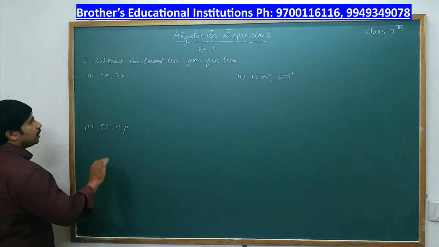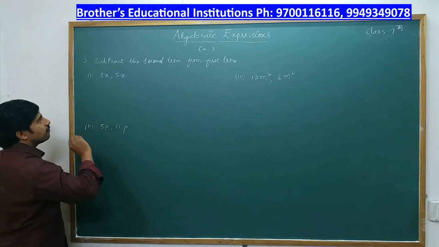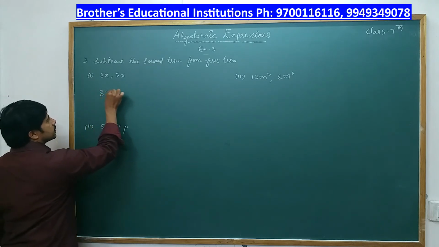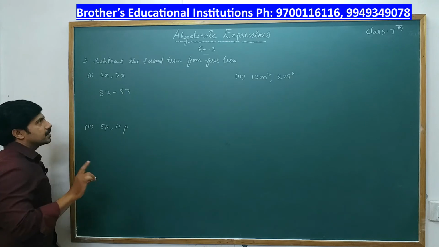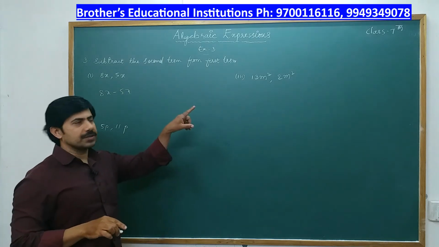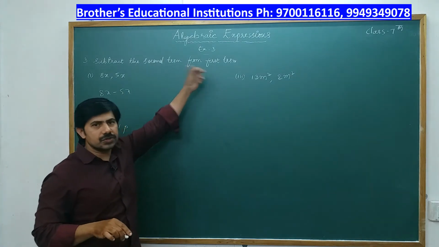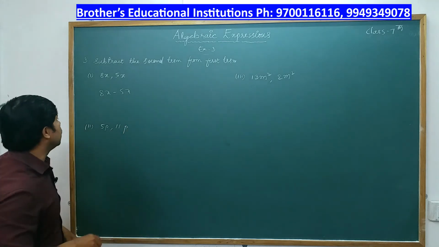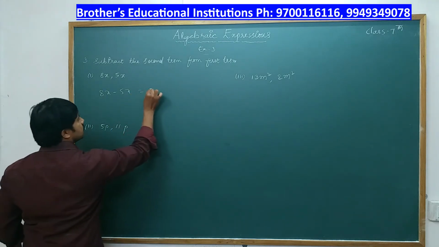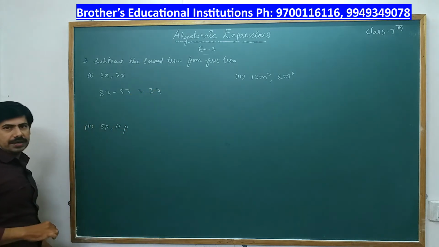Subtract the second term from the first. So what is the first one? 8x. Then you write the second one. Subtract the second one from where? From the first term. So after "from" we have the first. So write the first term, then the second term. 8x minus 5x is nothing but 3x.